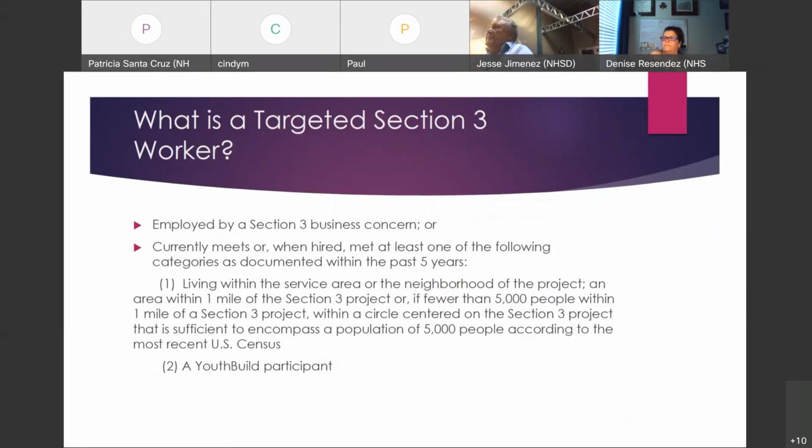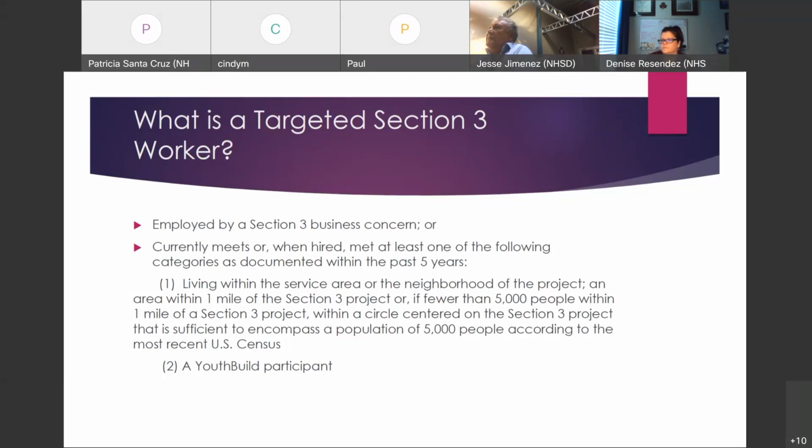So a targeted Section 3 worker is someone that is employed by a Section 3 business concern. I think that was also one of the criteria for a Section 3 worker. But I think there's an emphasis placed here that currently meets, or when hired, met at least one of the following. And here's that emphasis on living within the service area or the neighborhood of the project.